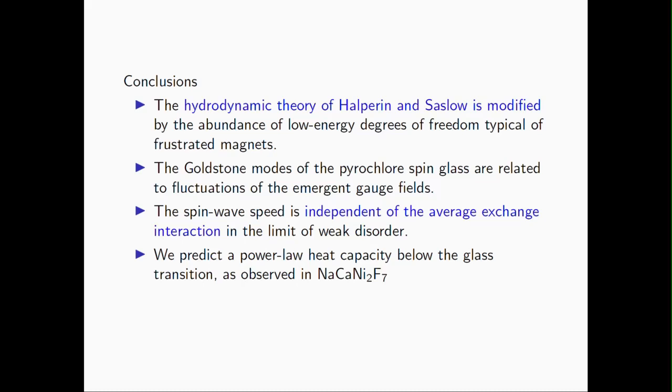The Goldstone modes we find are related to fluctuations of the emergent gauge fields, with a speed which, amazingly, doesn't depend on the average exchange interaction. We also point out that these modes should give rise to a power law dependence of the heat capacity on temperature, rising extremely quickly in the limit of weak disorder. And this is exactly what's recently been observed in NCNF.